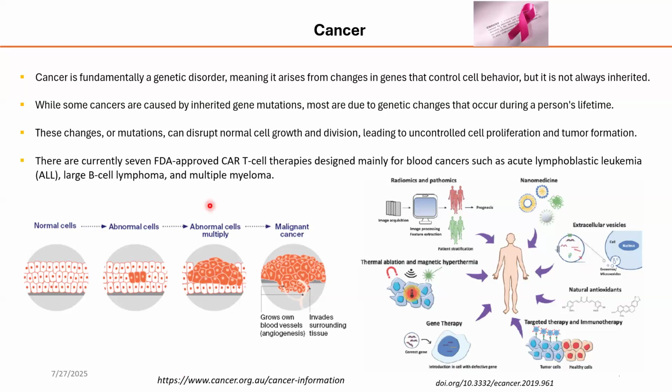Most of these gene and cell therapies are used for blood cancers, and currently there are 7 FDA approved CAR T cell therapies, or cell therapies, designed for blood cancers such as acute lymphoblastic leukemia, large B-cell lymphoma, and multiple myeloma.